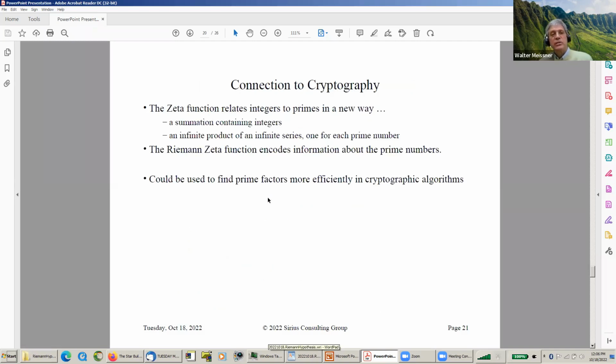Okay, so what is the connection to cryptography? The zeta function relates integers to primes in a new way. A summation containing integers is equal to the infinite product of an infinite series, 1 for each prime number, as mentioned before. So it encodes specific information about prime numbers. And I guess the question is, could it be used to find prime factors more efficiently in cryptographic algorithms, or could it be used in some other way yet to be discovered?